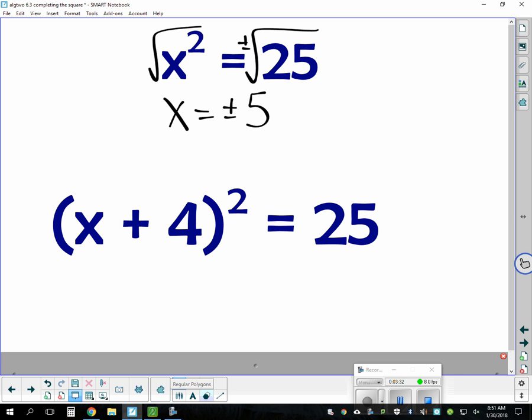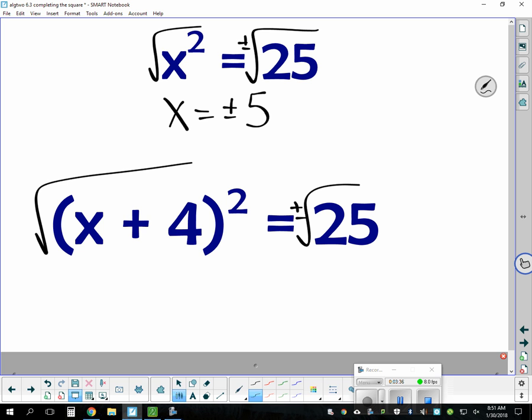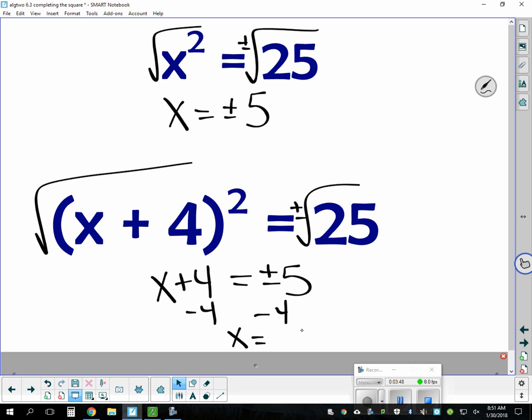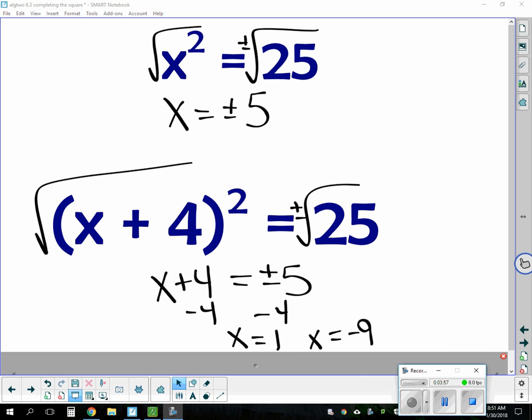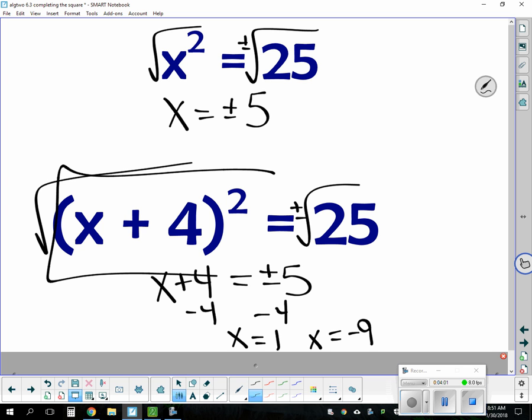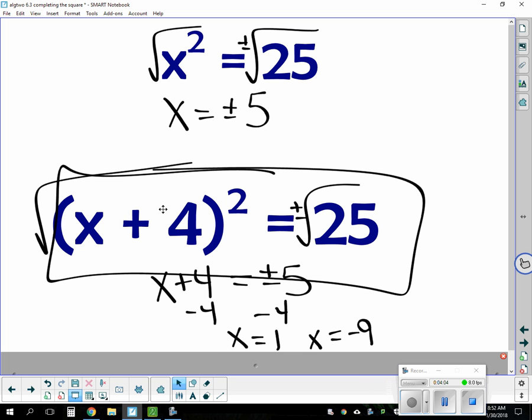How would you solve this one? The shortest way possible. Take the square root of both sides. Don't forget your plus or minus. X plus 4 equals, good. Then what? Okay. Good. So positive 5 minus 4 is 1, and then negative 5 minus 4 is negative 9. We okay with that? Okay. So it's pretty easy to solve an equation that's in this form, right? By taking a square root.